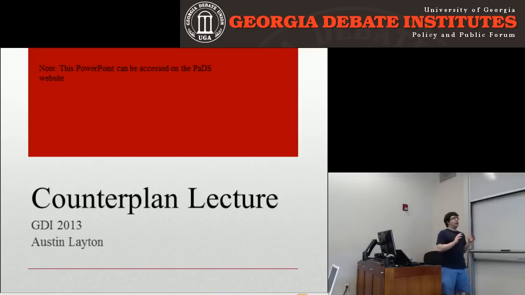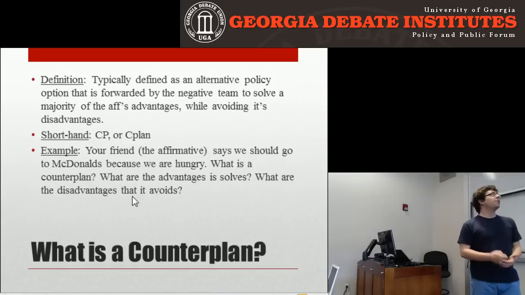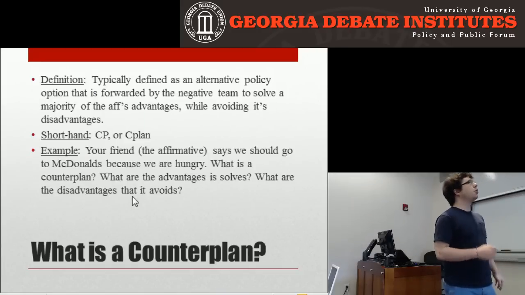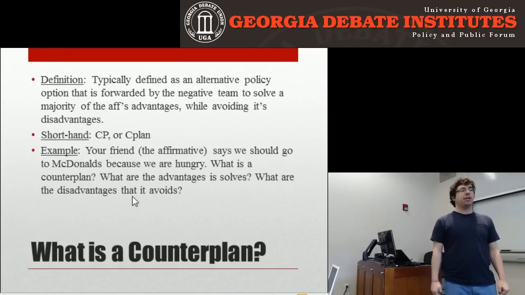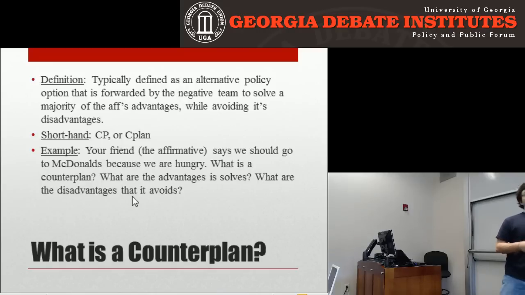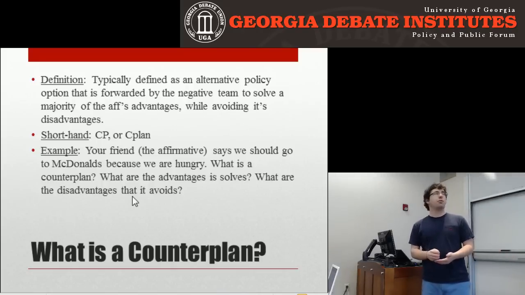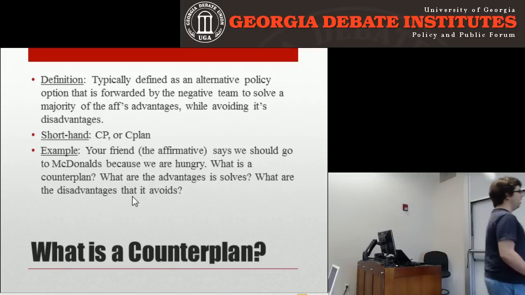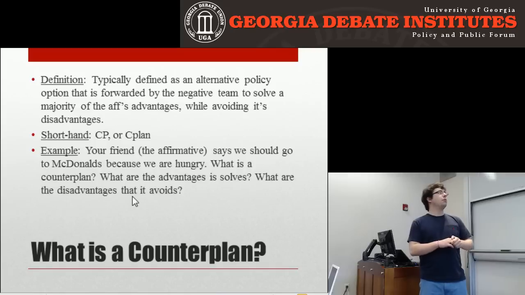So a counterplan is typically defined as an alternative policy option that is forwarded by the negative team to solve a majority of the affirmative's advantages while avoiding some of the affirmative's disadvantages. If you're trying to flow a counterplan, a good way to write it down on your flow is to just write CP, with an adjective before that defining what type of counterplan it is. This is the best way to write it down in your flow.